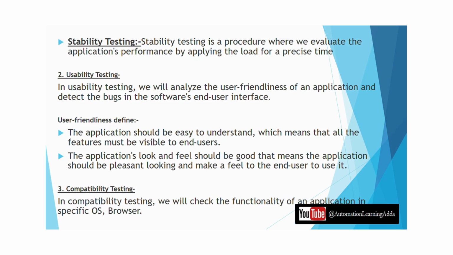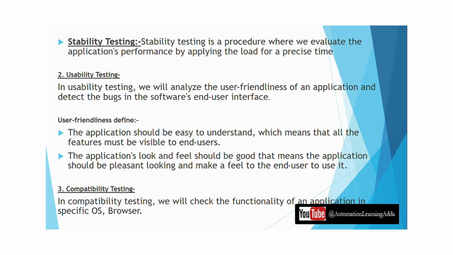The next type of non-functional testing is usability testing. In usability testing, we analyze the user friendliness of an application and detect bugs in the software and user experience. So in usability testing, basically we perform UI testing of the application, whether it is user friendly or not, how it looks, and the features of the application. Usability testing basically defines that the application should be easy to understand, which means all the features must be visible to the end user. If there is any issue, for example a sub feature is not visible, we raise the bug and get it fixed by the dev.